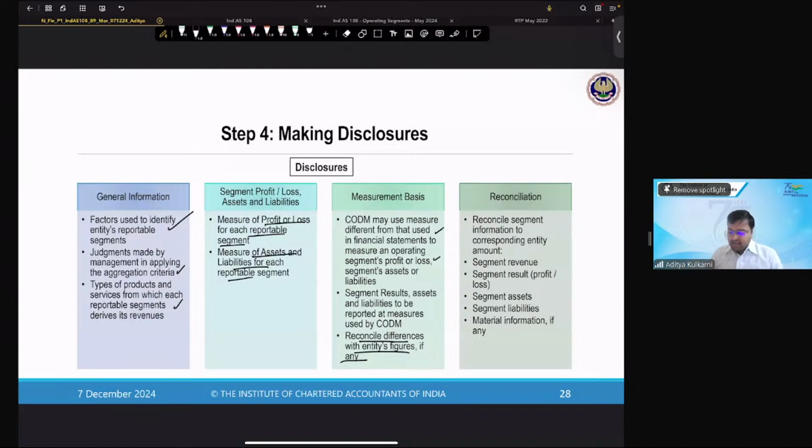Okay. So reconciliation: you will reconcile segment information to the entity amount, segment revenue, result, assets, liabilities, and material information if needed.